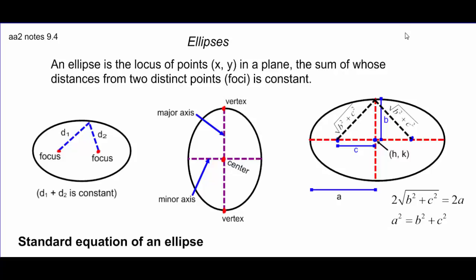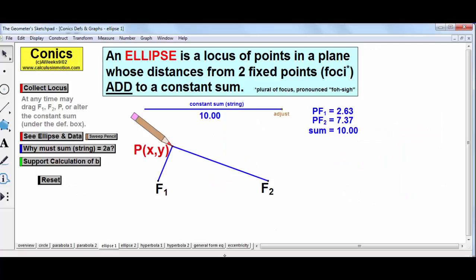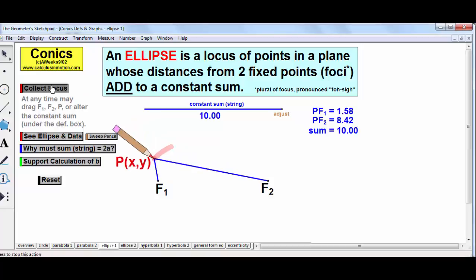So let's start with the definition. An ellipse is the locus of points x, y in a plane, the sum of whose distances from two distinct points, foci, is constant. Now you can see the diagram here to the left. I actually want to show you, though, on something called Geometer's Sketchpad. I'm going to show you kind of a visual of this.